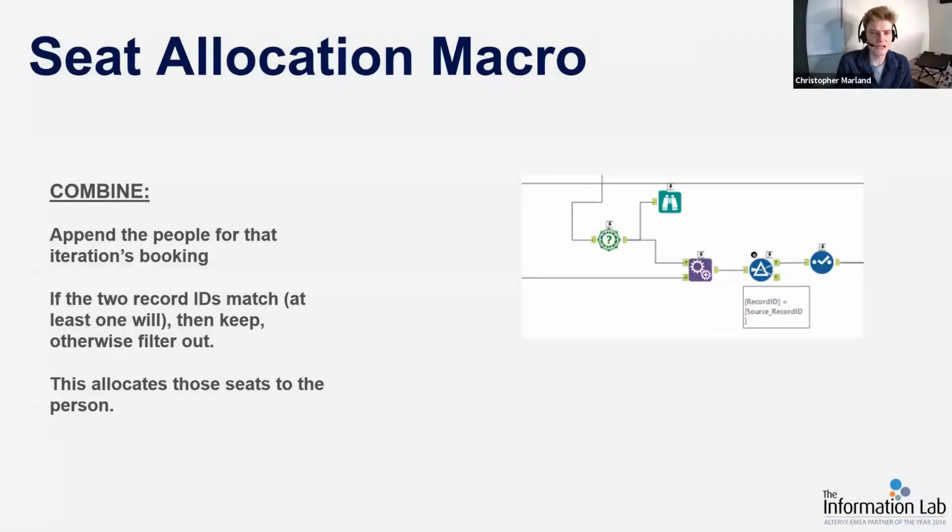Then we want to combine them, so we want to append. We've got a household that has 3 tickets, and we've got 3 seats allocated. We want to append them to that. And we've already got 2 record IDs, one for the tickets, one for the seats. So when we append them, we just say, okay, if that record ID matches that record ID, then allocate that one.